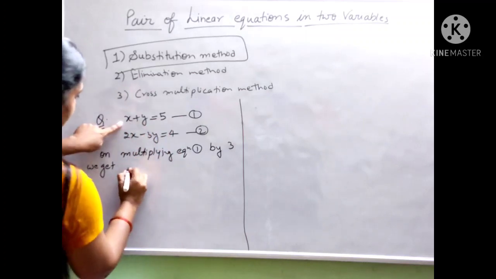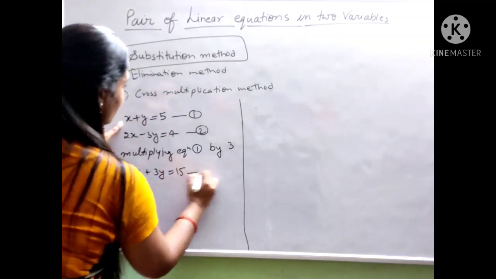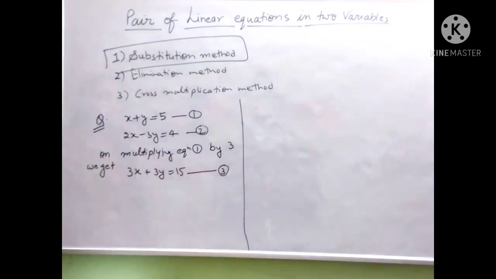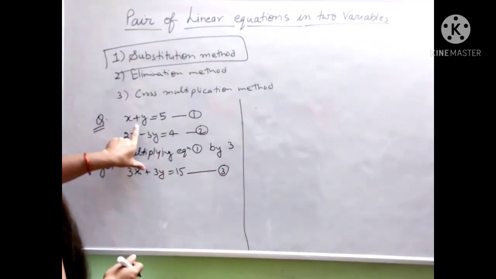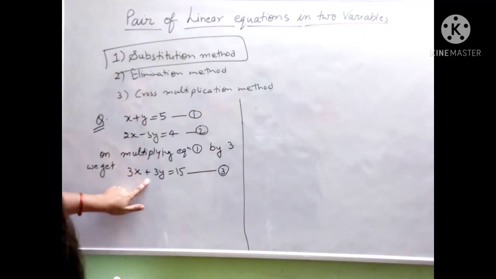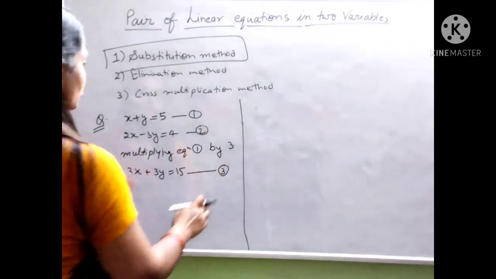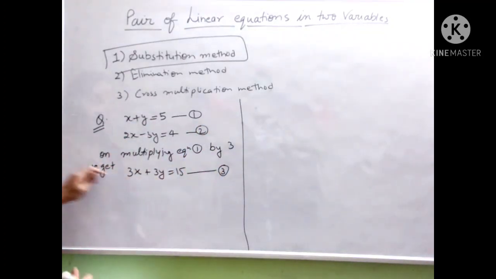We get 3x plus 3y is equal to 15. Here you can see the value of both the variables is the same, but the sign is opposite. So we have to add equation number 2 and 3 to eliminate the y variable.